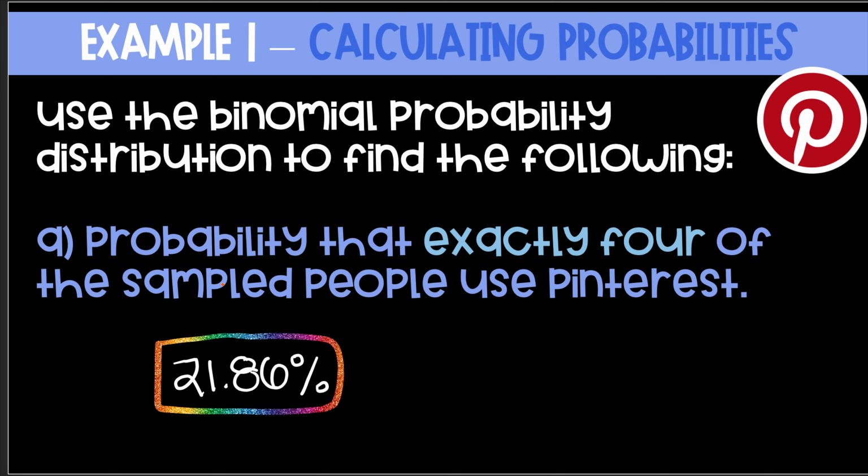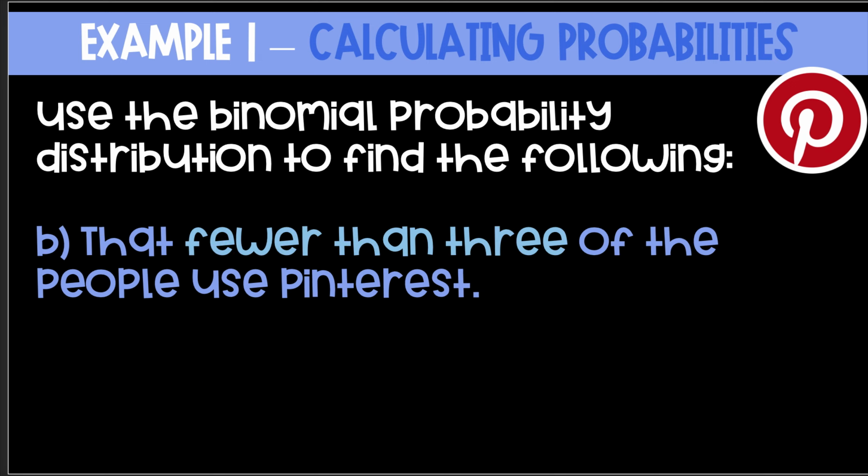Let's look at our second scenario. We want to find the probability that fewer than 3 of the people use Pinterest. Fewer than 3. Notation or wording in this case is very important. Fewer than 3 does not include 3. We want the probability that X is less than 3.